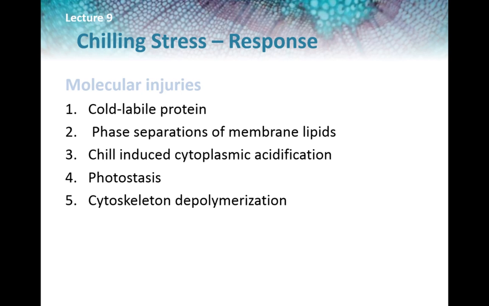There are several candidates for primary events. Those include cold labile proteins, phase separations of membrane lipids, chill-induced cytoplasmic acidification, photostasis, and cytoskeleton depolymerization. They are not mutually exclusive, so more than one event can occur in a chilled plant. We will go over each one in detail next.